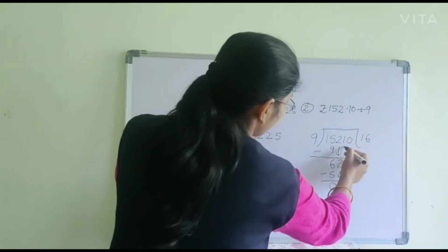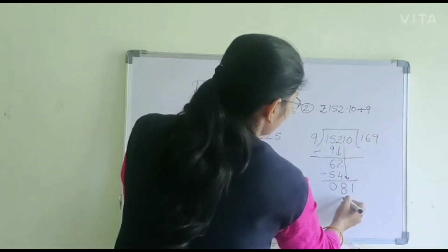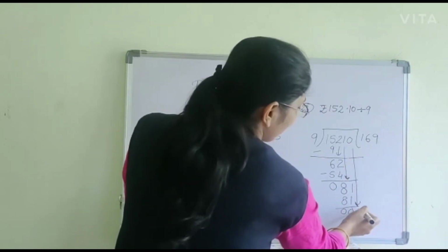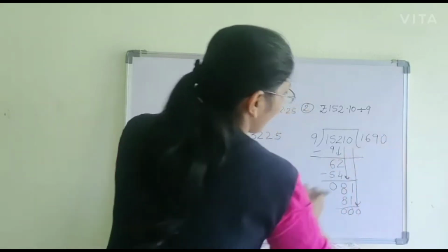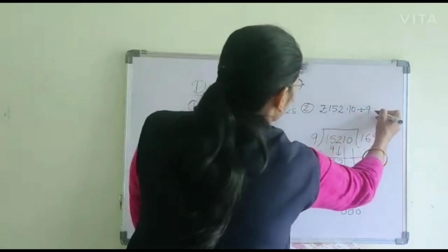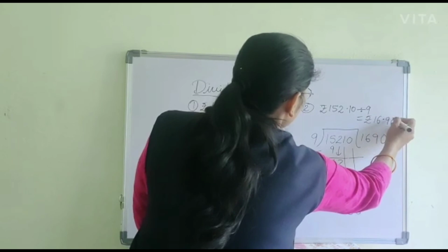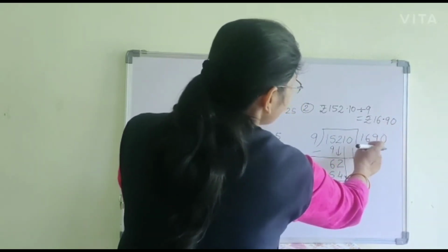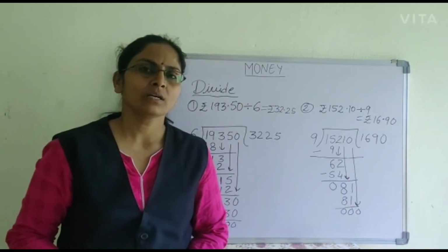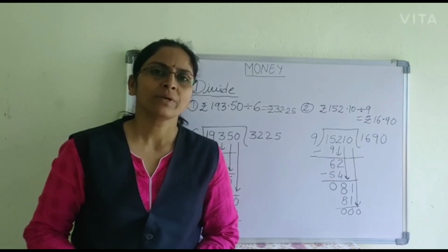Now 8. What is the next digit? 1. So I am writing here 1. 81. So how many times? 9 9s are 81. Subtract it. And what about this 0? So if I am writing this 0 here, so in answer also I want 0. So again 2 digits. This 0 and 1. So what will be the answer? It is rupees 16.90. The decimal will come between this 6 and 9. This 2 digits, before 2 digits. So hope children you all learn the addition, subtraction, multiplication and division of this rupees and paisa.